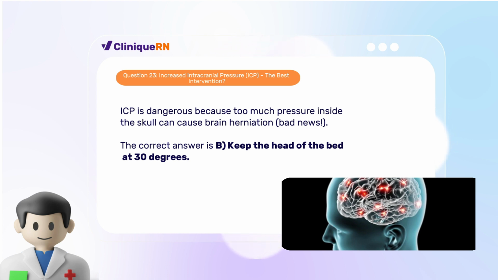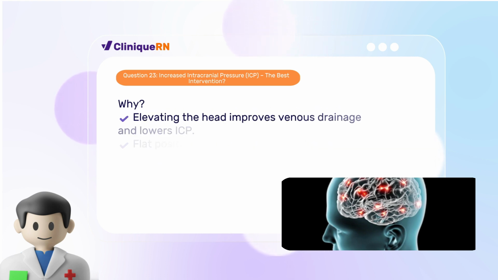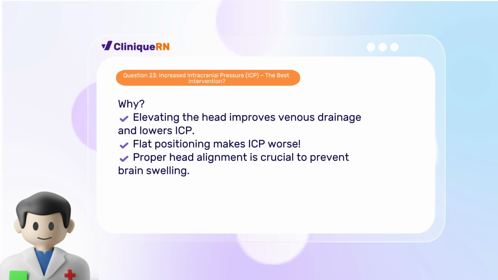The correct answer is B. Keep the head of the bed at 30 degrees. Why? Elevating the head improves venous drainage and lowers ICP. Flat positioning makes ICP worse. Proper head alignment is crucial to prevent brain swelling.